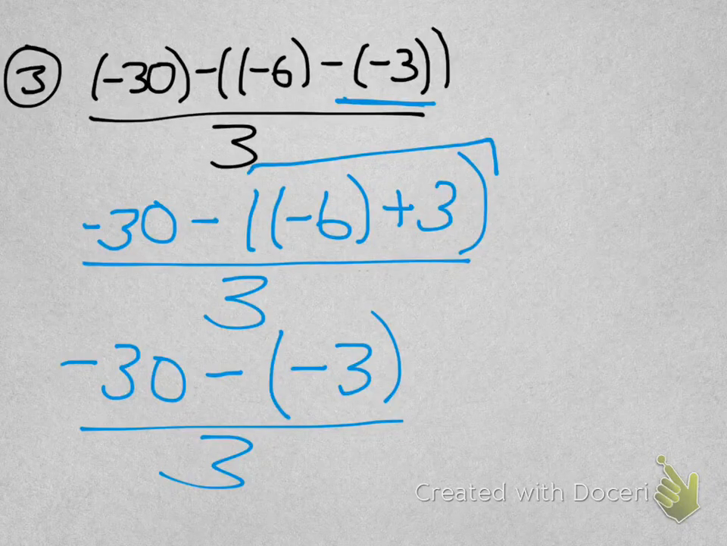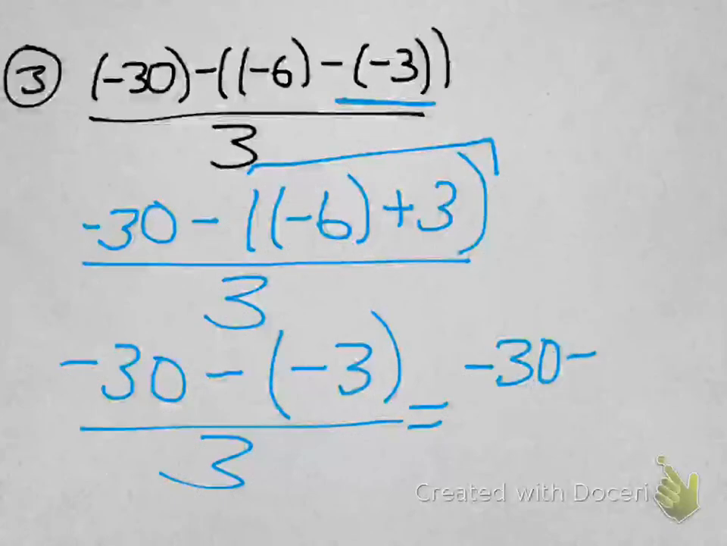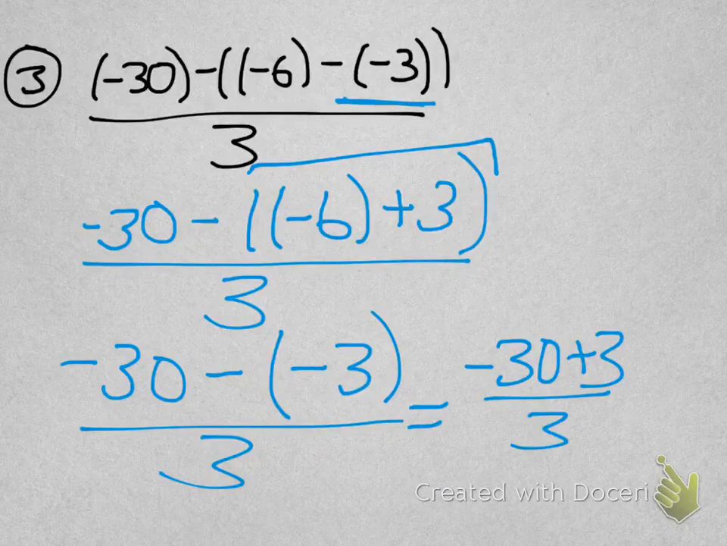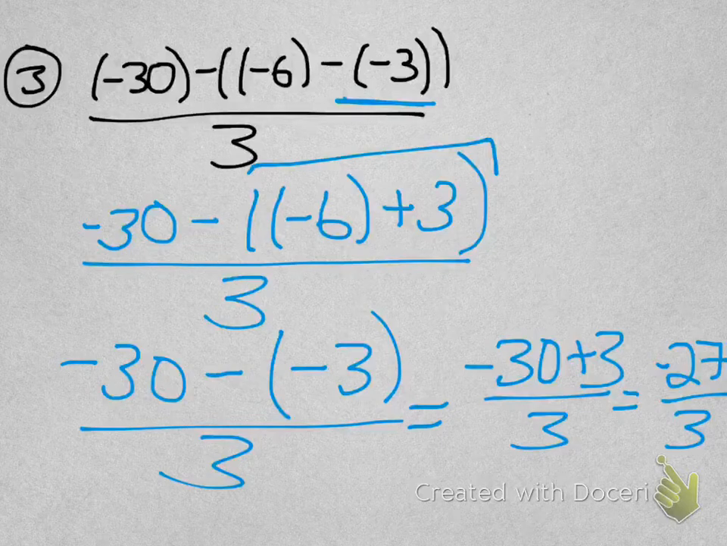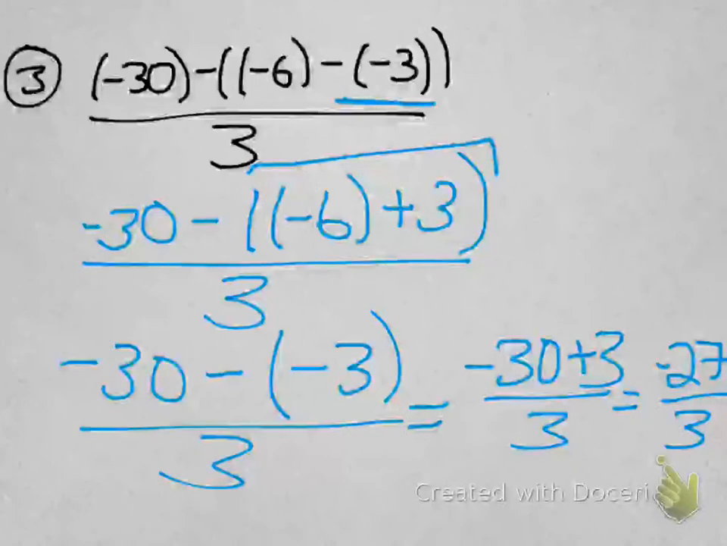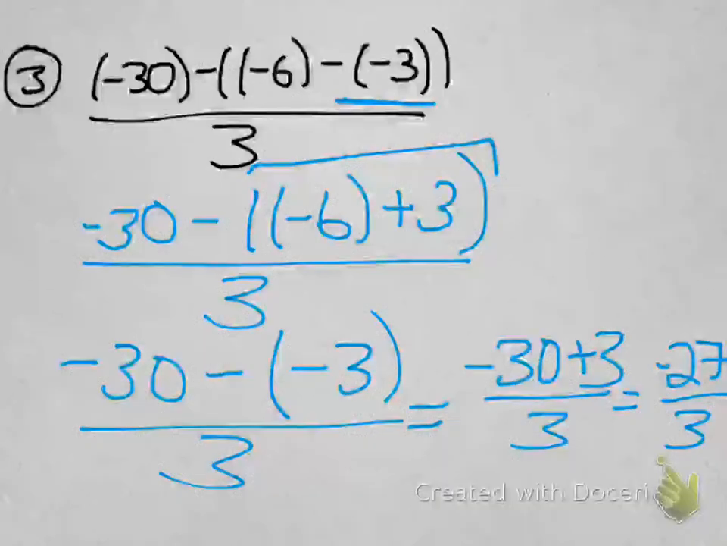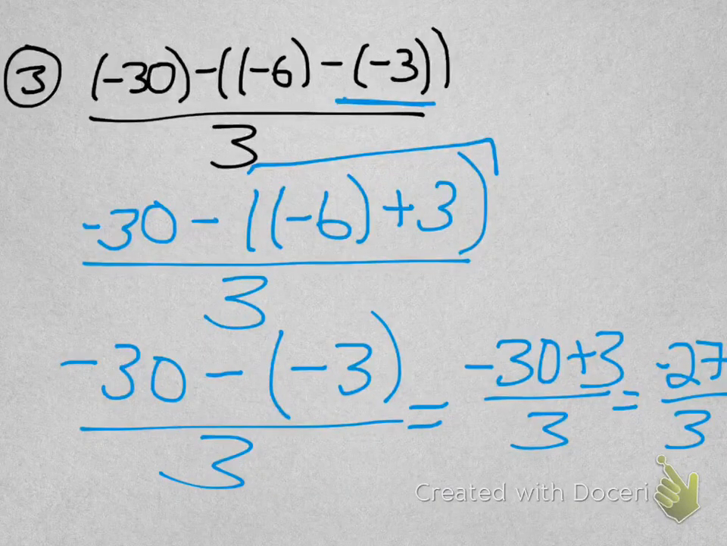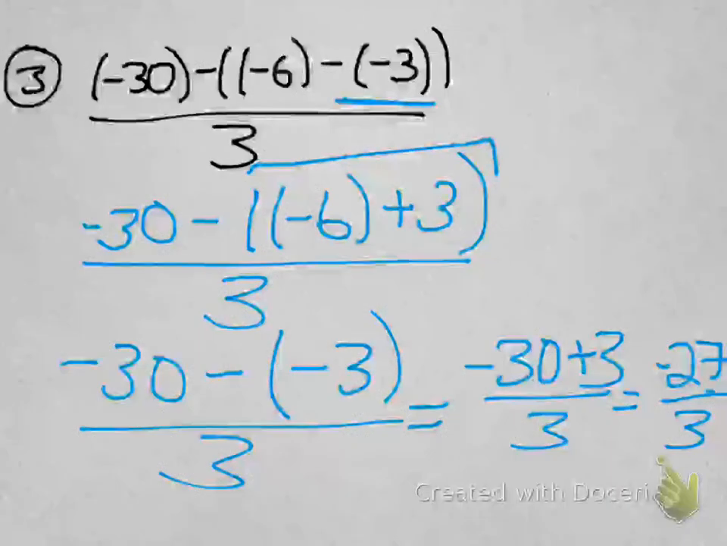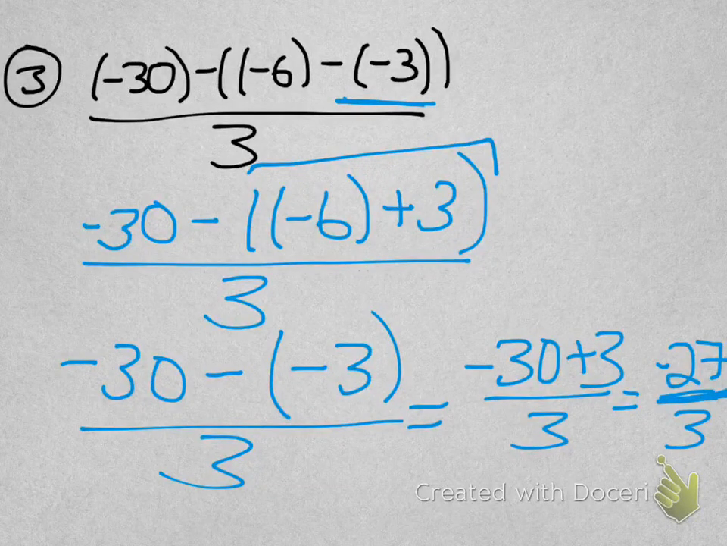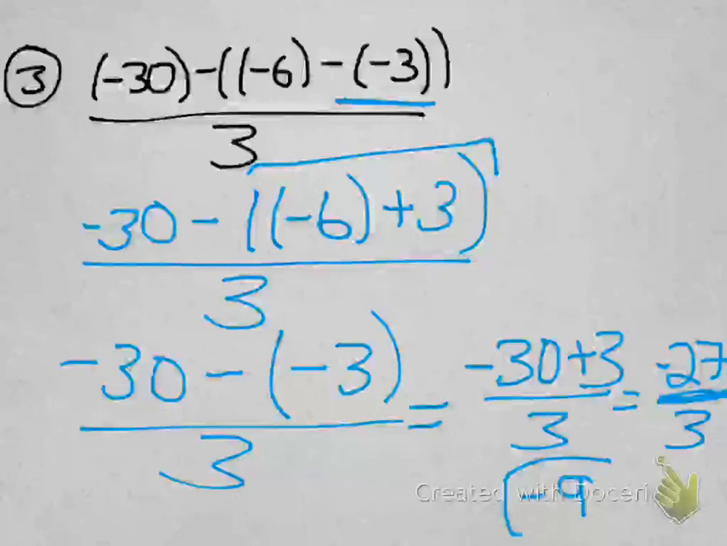Now, once again, we got another double negative, so we've got to switch that, and we go negative 30 plus 3 divided by 3, which gives us a negative 27 divided by 3. Now that we have the top of our fraction completely simplified and the bottom of our fraction completely simplified, we can do whatever operation is between them. And we know that a fraction bar like this means divide, so this is the same thing as saying negative 27 divided by 3, which gives us the answer negative 9.